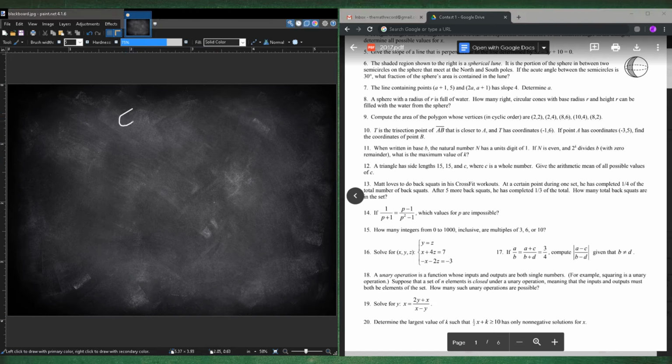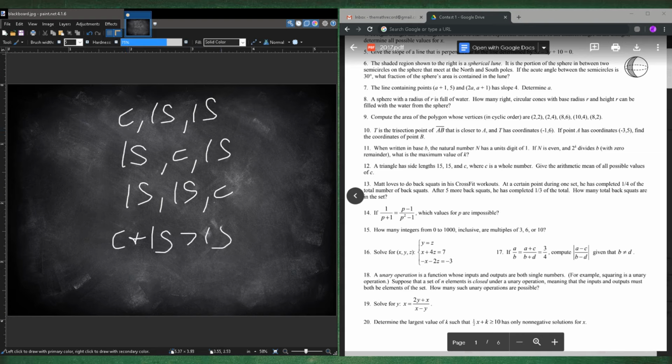So technically, it's just c, 15, 15. C is less than the sum of the 15s and C is greater than the difference of the 15s. So technically C plus 15 has to be greater than 15. That's what it says for the first one, so we don't have to write that again because we already wrote that. And 15 plus 15 is greater than C, so that's just 30 is greater than C.